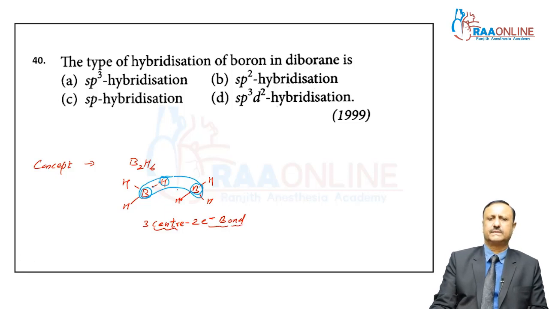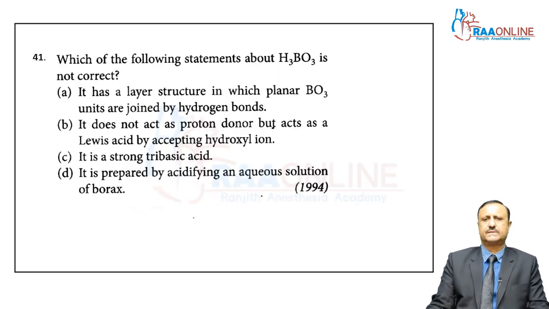Now, my dear students, we can see here the BH3 molecule. When diborane is formed, this BH3 molecule becomes sp3 hybridized. So, you can go to the answer A, question number 40. Now, we can see question number 41. Which of the following statements about H3BO3 is not correct?